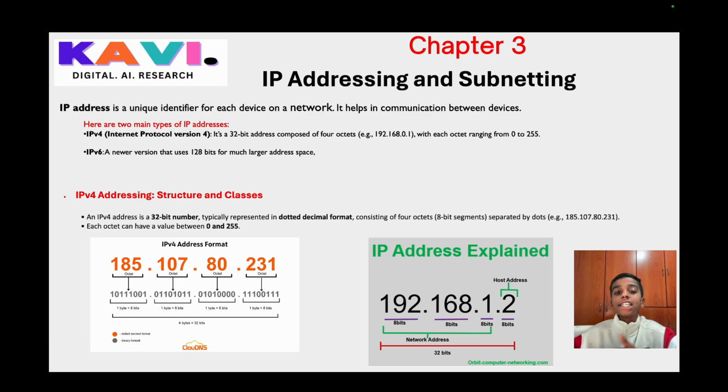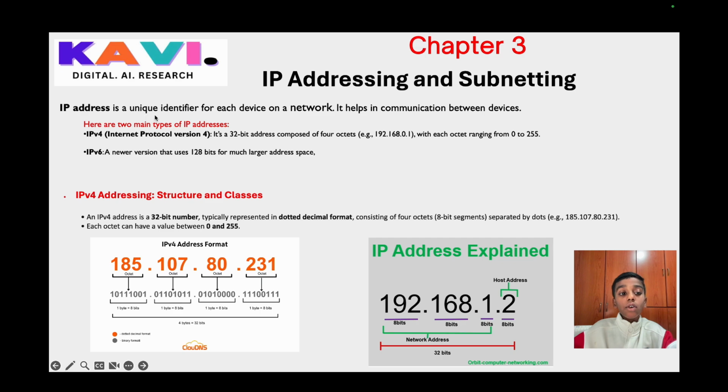Today I'm going to tell you about the next chapter in this training course, which is chapter number 3, IP addressing and subnetting. Previously we have done chapter number 2, which is networking models. Now we're moving on to chapter number 3, IP addressing and subnetting.